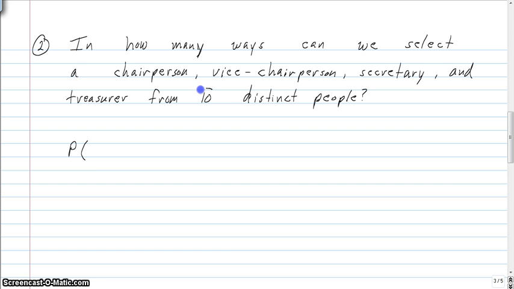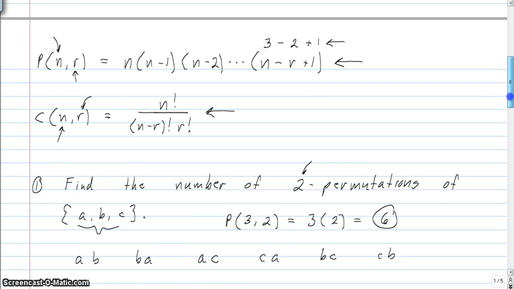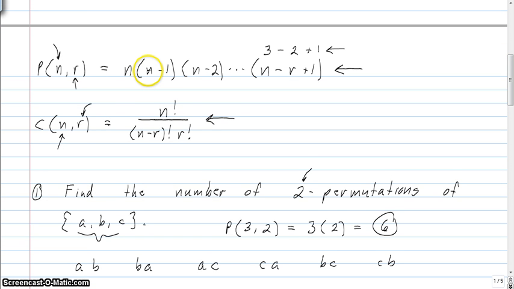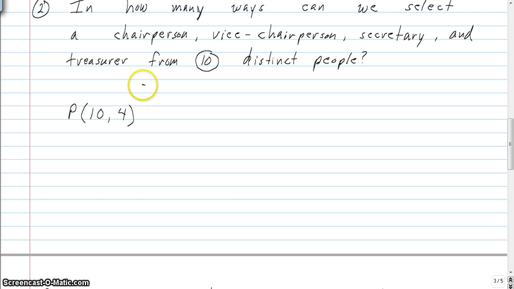We've got 10 objects, or 10 people, and we're going to choose a chairperson, vice chairperson, secretary, and treasurer. So we take 10 and we subtract 1 and multiply until we get down to n minus r plus 1.